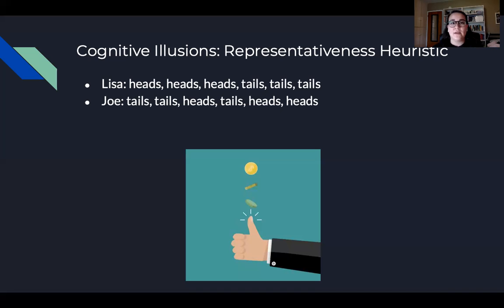So one of the next cognitive illusions that we're going to talk about is what's called the representativeness heuristic. So let's imagine that there are two students, Lisa and Joe, who are really bored one Saturday.